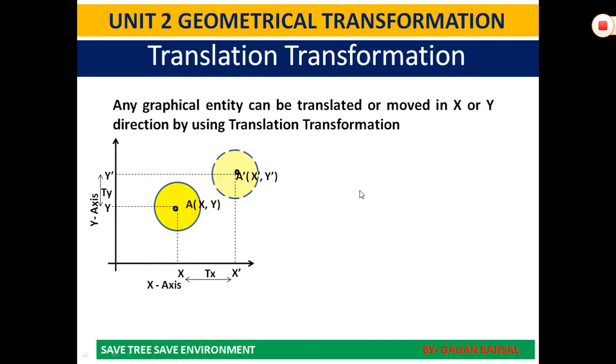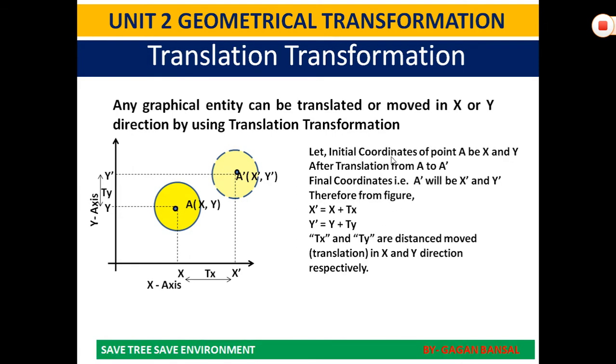What I mean to say is, let's see. Let initial coordinates of point A be x and y. Very clear. After translation from A to A dash, final coordinates, that is A dash, will be x dash and y dash. Therefore from this figure we can say that x dash is equals to x plus tx and y dash is equals to y plus ty. So this tx and ty are distance moved in x and y direction respectively. Hope it is very clear.